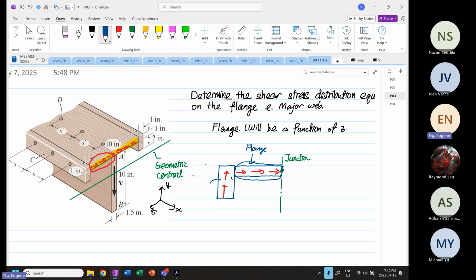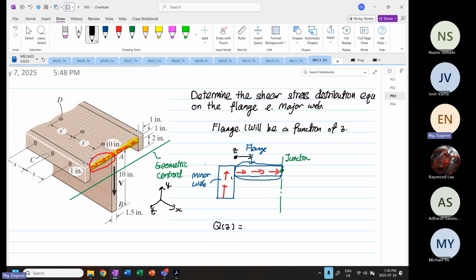I'm going to call this our minor web. The first moment of area at the minor web is a constant. Going towards the right, that is our Z, so this first moment of area will be a function of Z. So how do we do this? Q as a function of Z now.